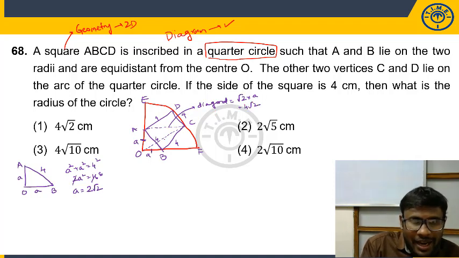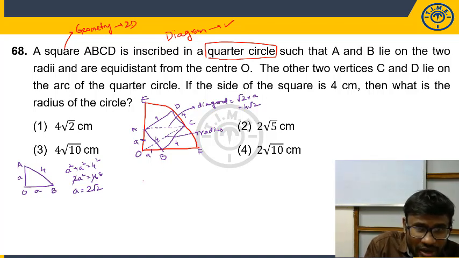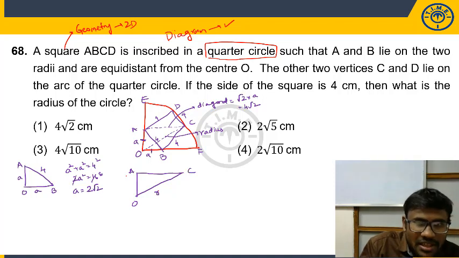Okay. And OC is nothing but your radius. No? OC is nothing but the radius of the circle. Sorry, quarter circle. Now what I'm doing is I'm drawing this triangle OAC separately. OC is my radius and AC is the diagonal of a square, that is nothing but 4 root 2. And OA is nothing but A, which is again 2 root 2.